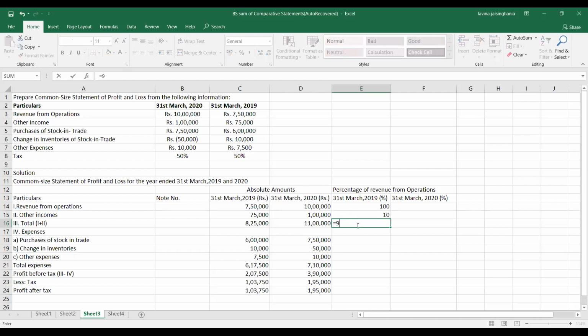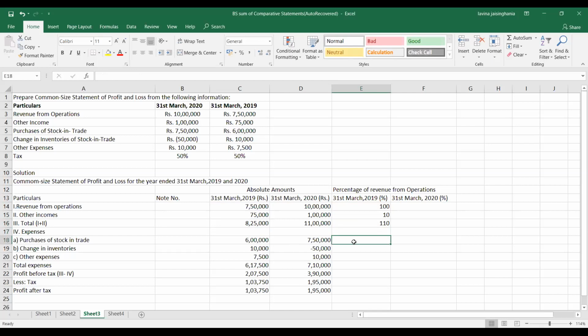Same is to be done for total income, which is how much? 8,25,000. If 7,50,000 is 100%, then 8,25,000 is how much percentage? So what we'll do is 8,25,000 multiplied by 100 divided by 7,50,000. So you will get your answer as 110%.